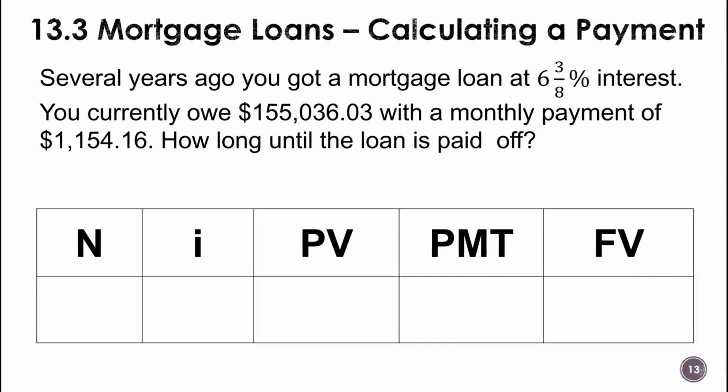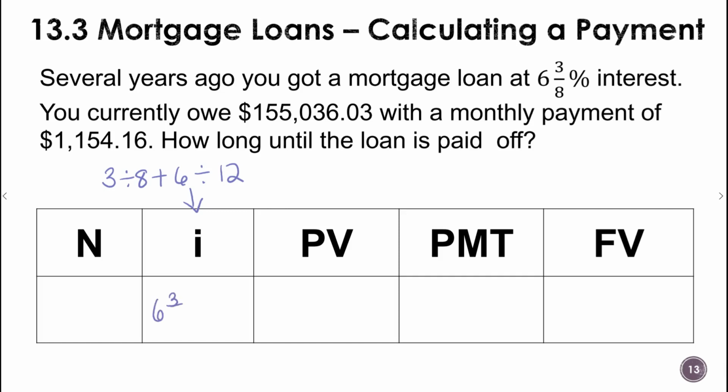Okay, so here's the next loan we're going to look at. Several years ago, you got a mortgage loan at 6.38% interest. Now, these kind of interest rates come up every once in a while. To put this on your calculator, you need to take 3 divided by 8 plus 6 divided by 12, right? That's how you're going to enter it on I. You need to put it that way to get that in right.